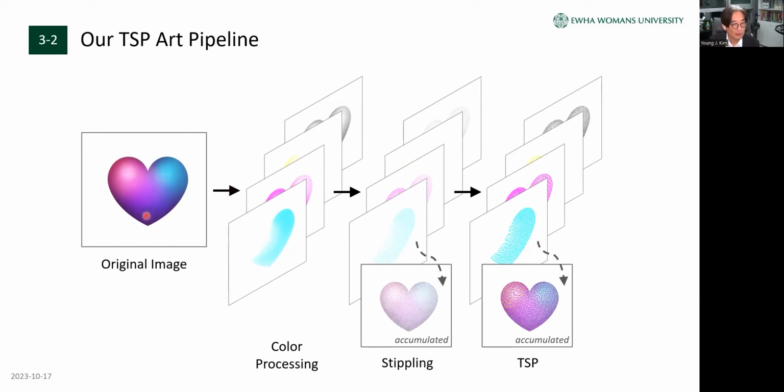So our pipeline takes a raster image, and then the colors that the robot can use. In our case, we are using pen art. So the pen colors that we can use are limited, 4 or 5. Using this limited number of colors, we have to optimize the color channels to approximate the color space of the original image. That is color processing. And then for each color channel, we independently create the stippling points, and for each set of stippling points, we solve TSP for the individual channels. Then if you add up all these TSP routes, we get the final result. That is our TSP pipeline.